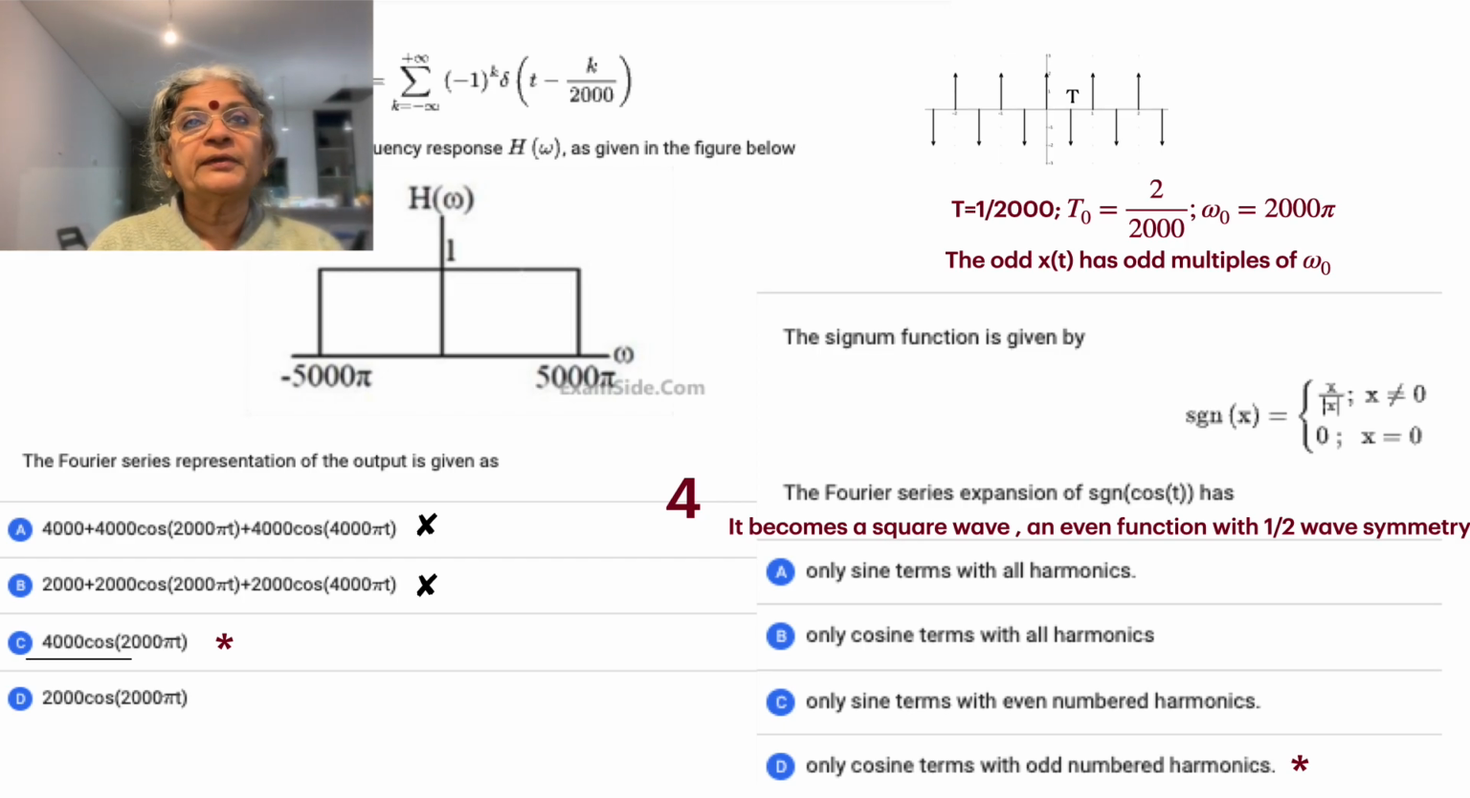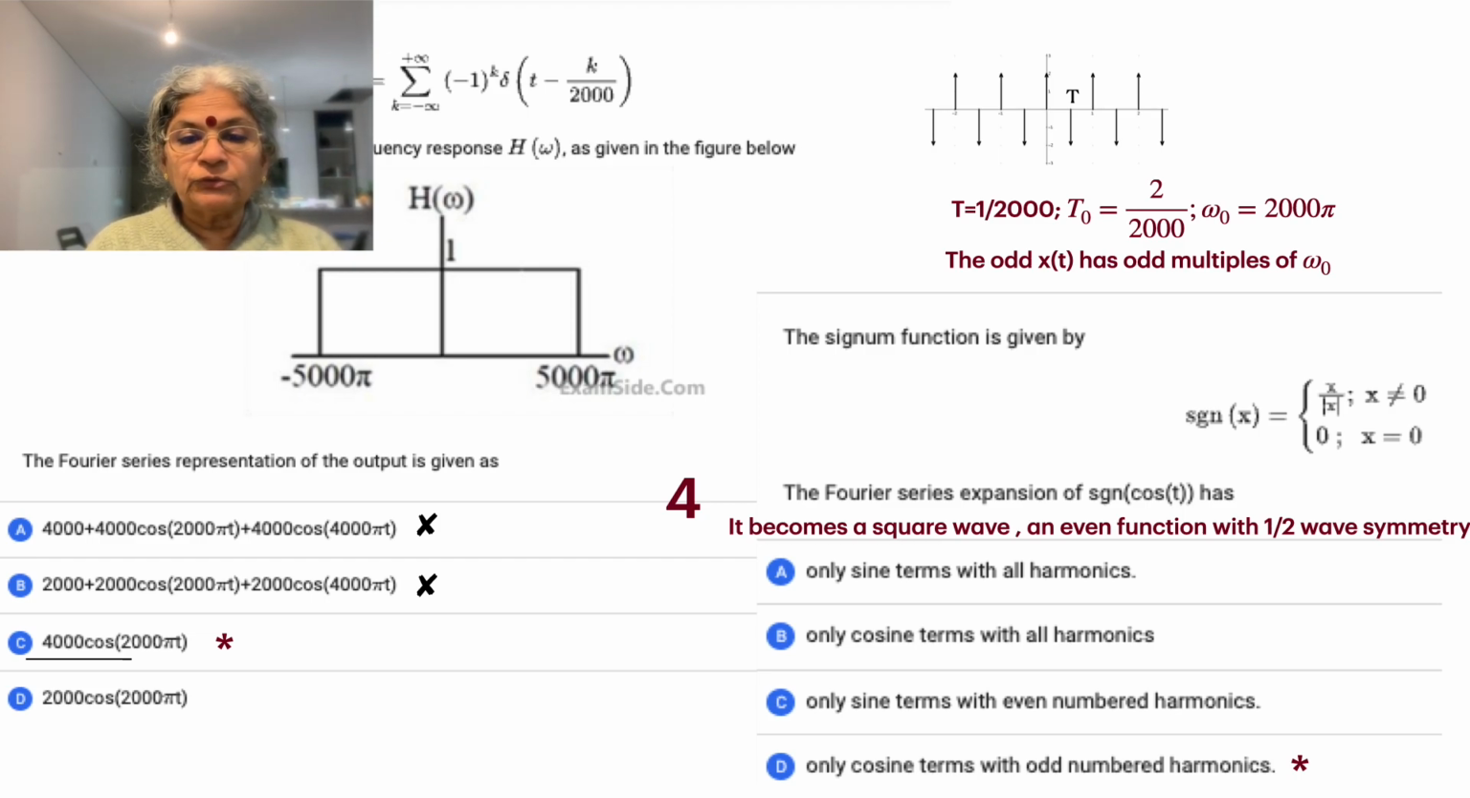If it's half-wave symmetry, then a0 is equal to 0. Because it's even symmetry, the sine components are absent and the even harmonics are also absent. So what do we have here? The Fourier series expansion of signum cos t has only sine terms, no.